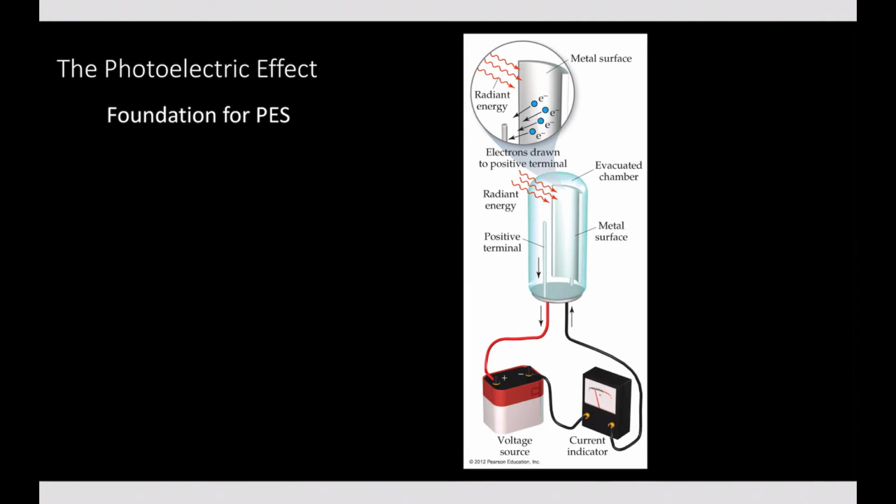So here we have what is an open circuit. We have a voltage source, so this is a source of electrons. That's what batteries are, a source of electrons. We have a current indicator. So if current is flowing, this little bar here is going to move to indicate that electrons are flowing indeed through the system.